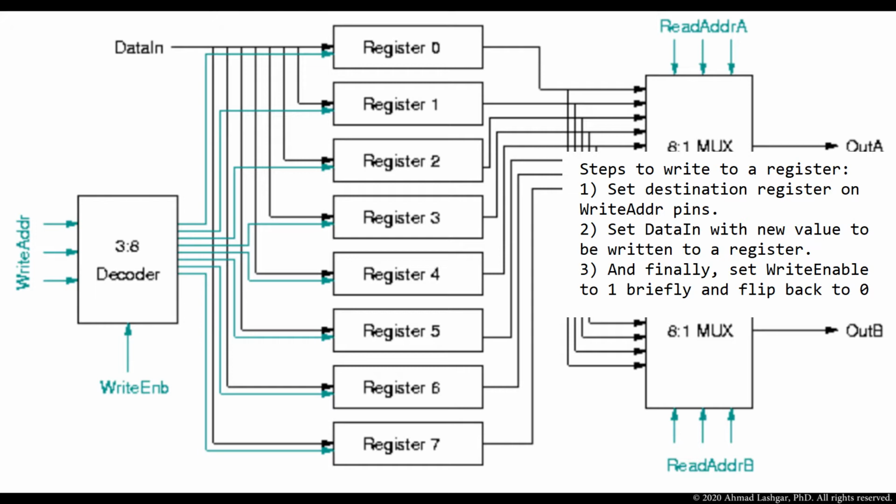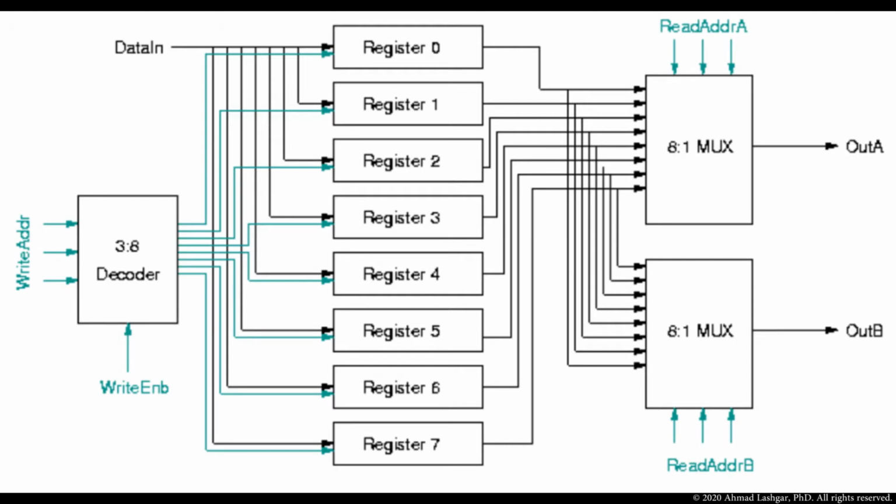Data in is connected to all registers, but only 1 register gets updated with the new value. This register is selected by the decoder. A 3-to-8 decoder is used for selecting the destination register for write.